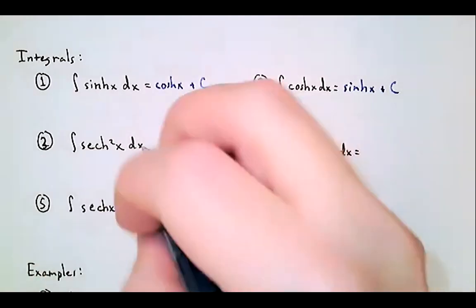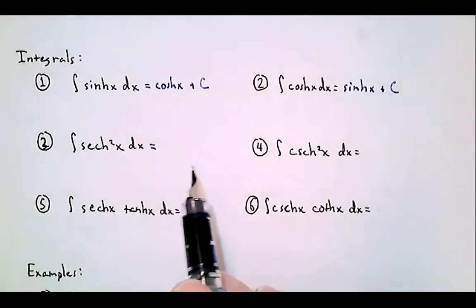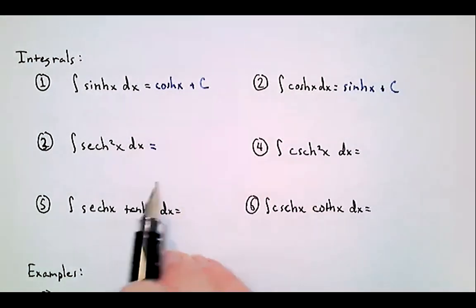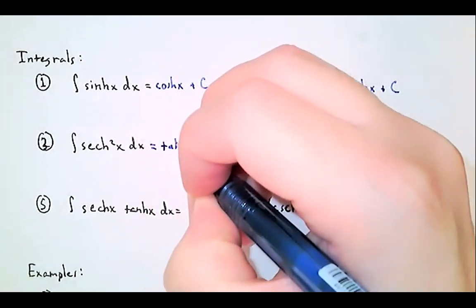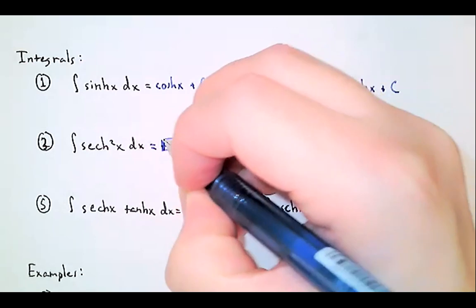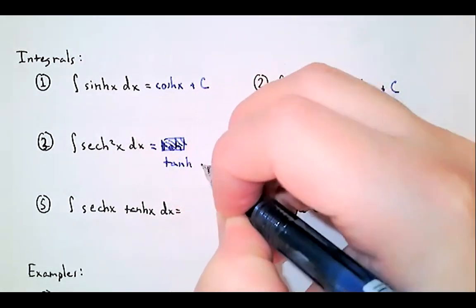What's this integral for sec squared of x? Anyone? If you look back to your list, you can tell what it should be. This one is the tangent, hyperbolic tangent. Of course, the n should come before the h.